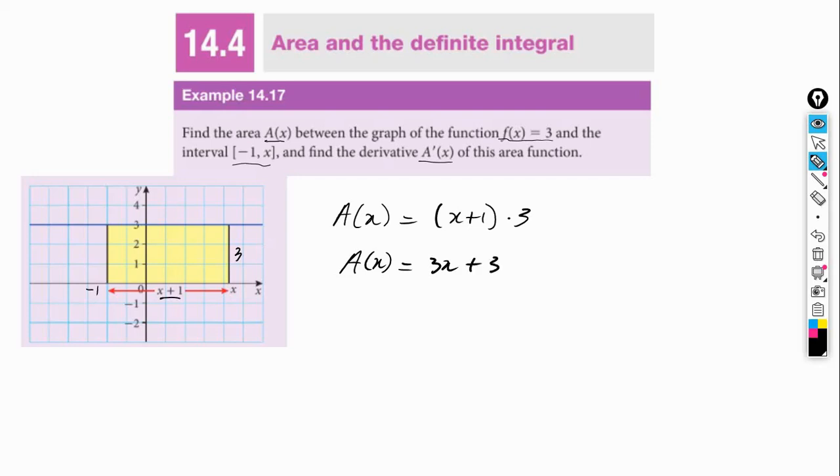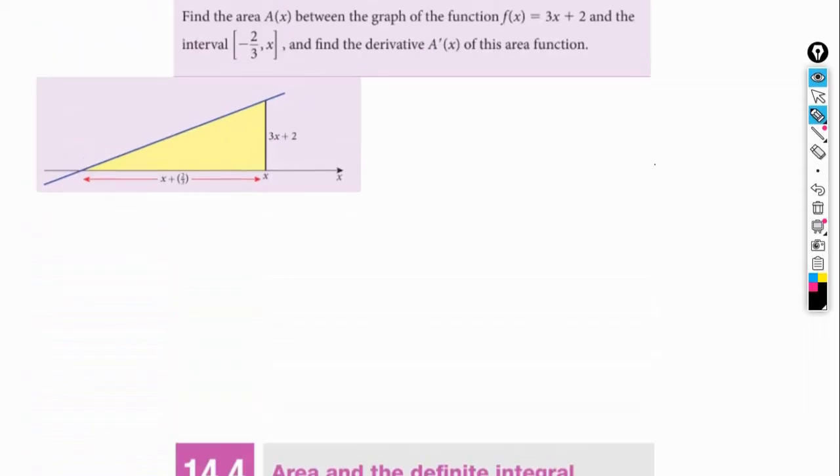Then it says find the derivative. Notice that if we take the derivative of A, it's simply going to be 3, which, by the way, is f(x) again. This is something very interesting that has a lot to do with the relationship between areas under the curve and derivatives.